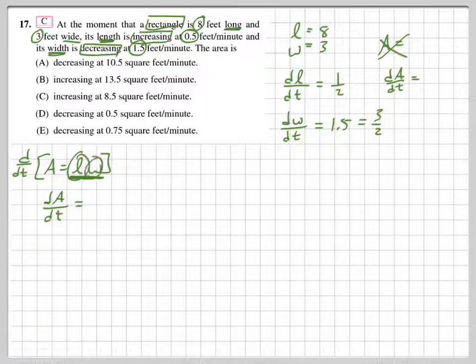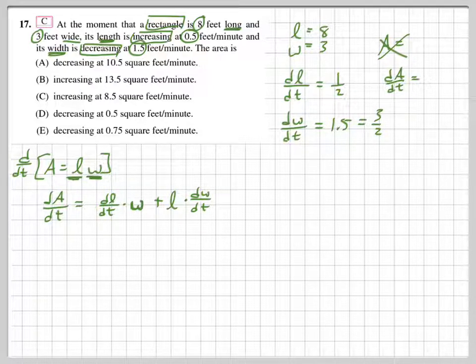We have L times W, so we need to take the derivative of those, and since they're multiplying, we have to do the product rule. So we take the derivative of the first one, which is dL over dt. Then we multiply that times W, plus L times the derivative of the second, so dW over dt. I don't need to write the 1. I just wrote it because, teaching and stuff.